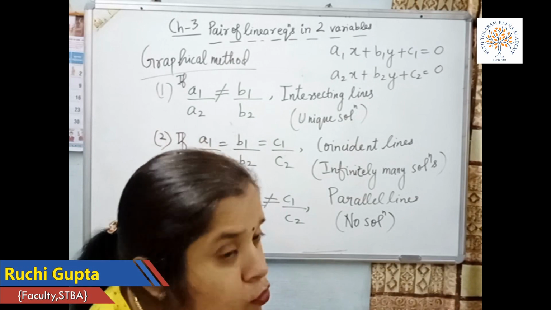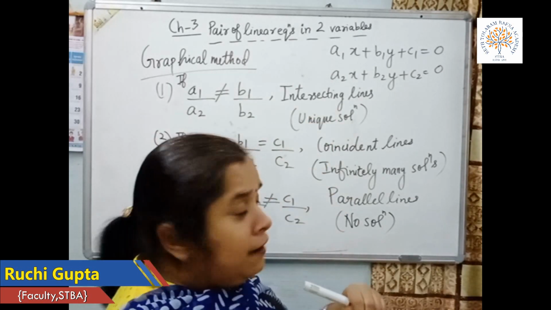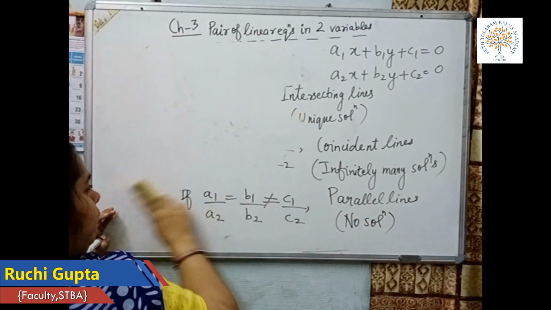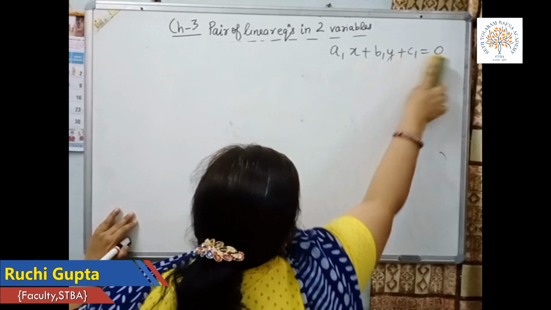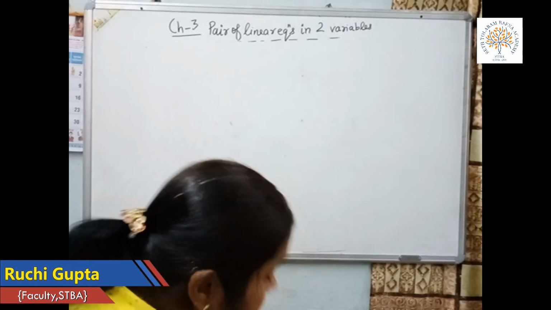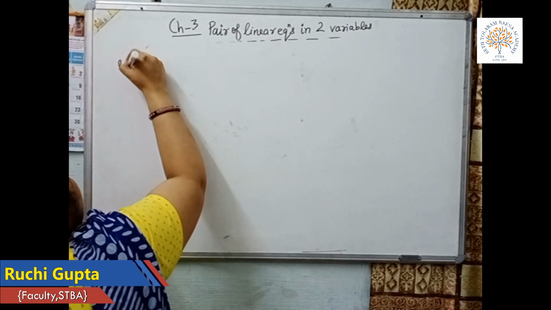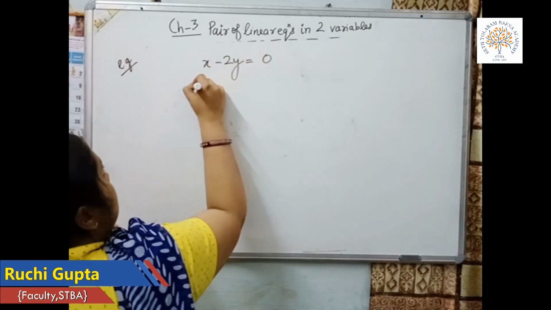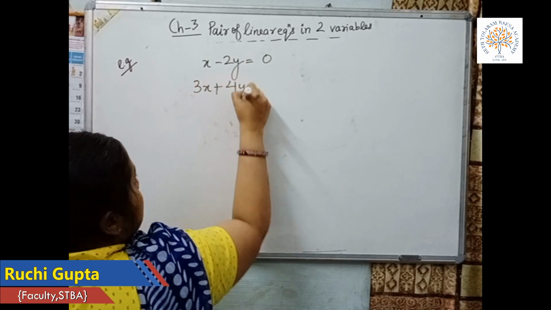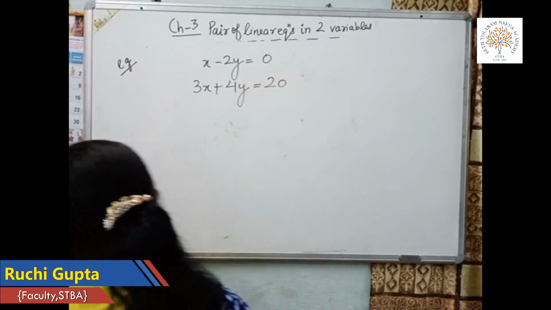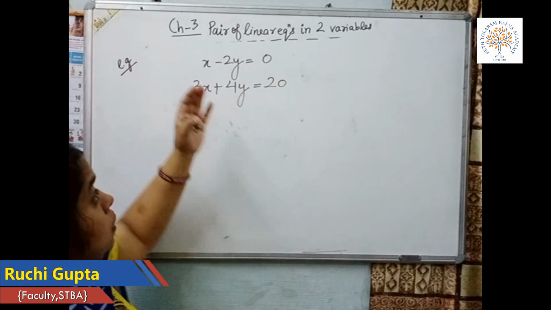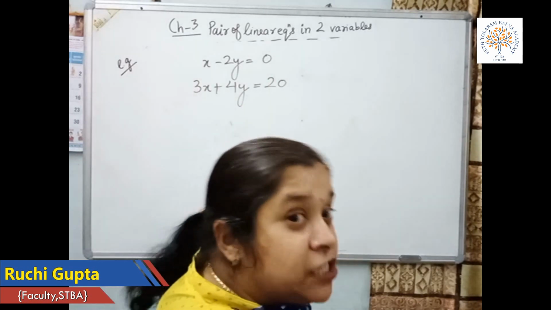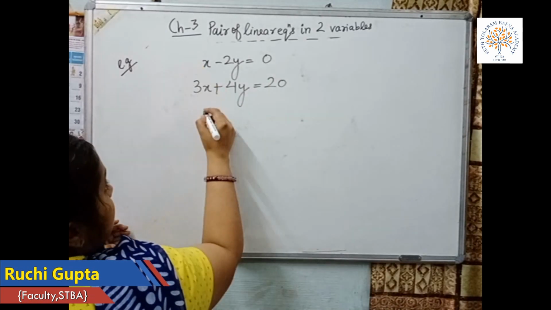Okay, so I am explaining the concept of graphs by different examples, as I explained the concept of the three methods. So suppose, students, my example is x minus 2y is 0 and 3x plus 4y is 20. In these two equations, we have to find which type of graph we are going to form.